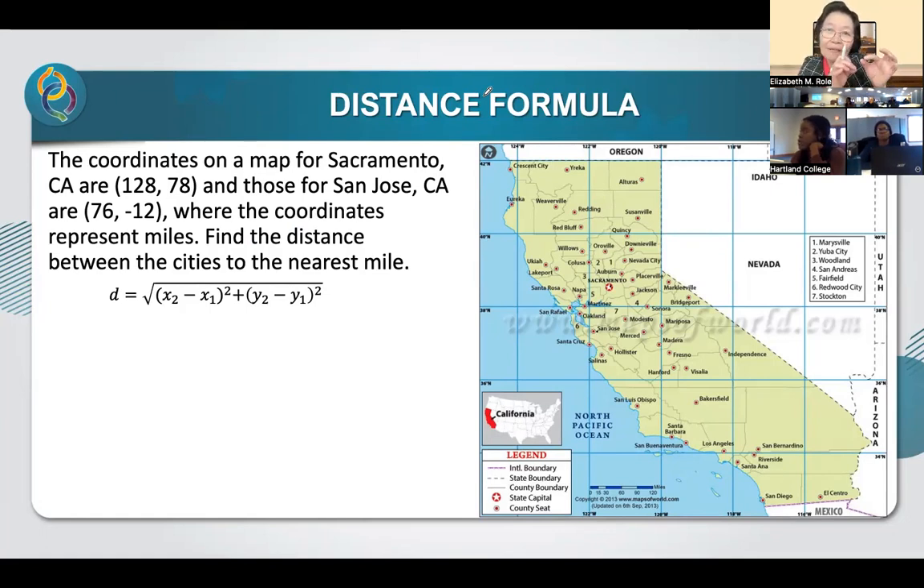That's from the origin. So we want to find the distance between Sacramento and San Jose. Will you please do that for me now? Knowing the coordinates, look for the distance between Sacramento and San Jose.